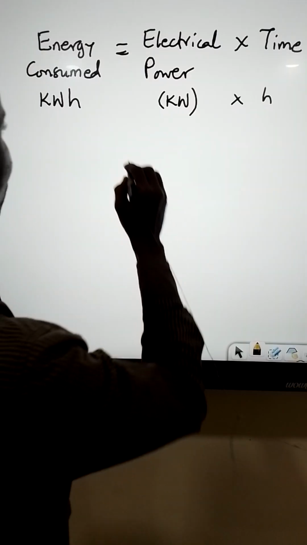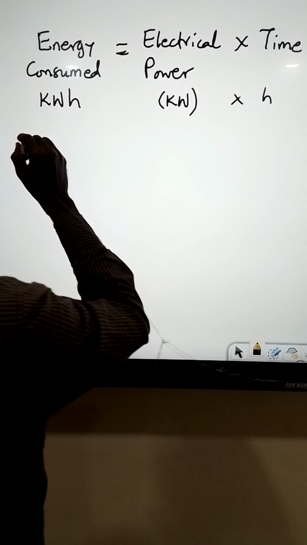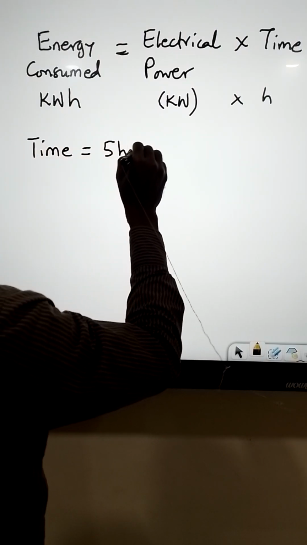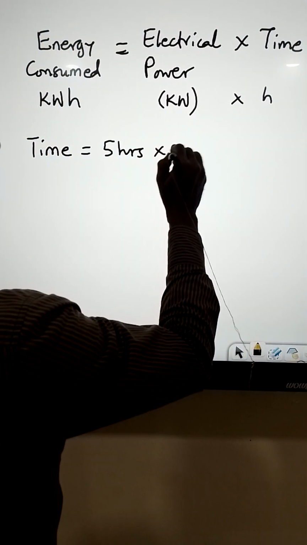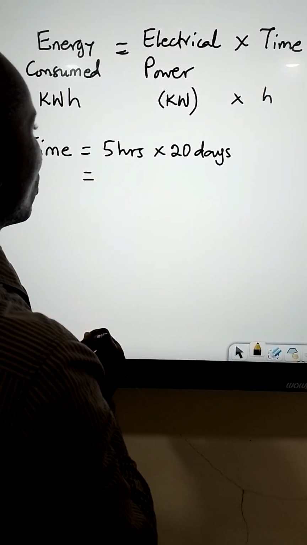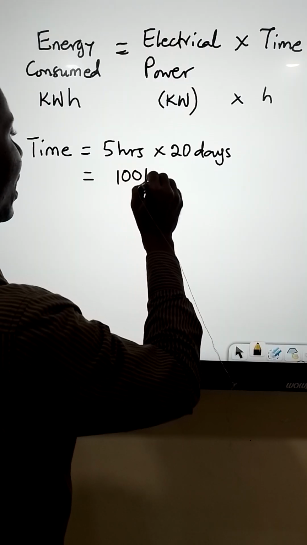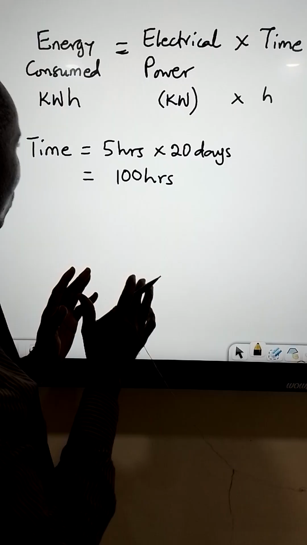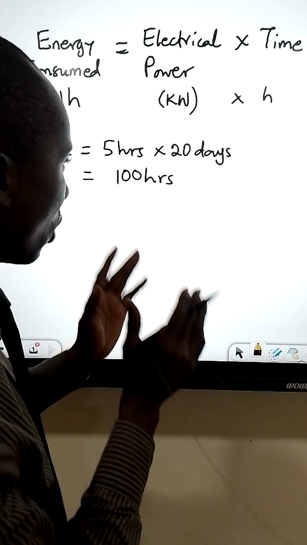Okay, now let's look at it. What did we have previously? We are told that for our time, it is what? 5 hours, these appliances are kept on. And for how long? For 20 days. So what do we have in all? How many hours do we spend in all? We are spending 100 hours. This is the time that is used or consumed for what? Putting all of these appliances on.